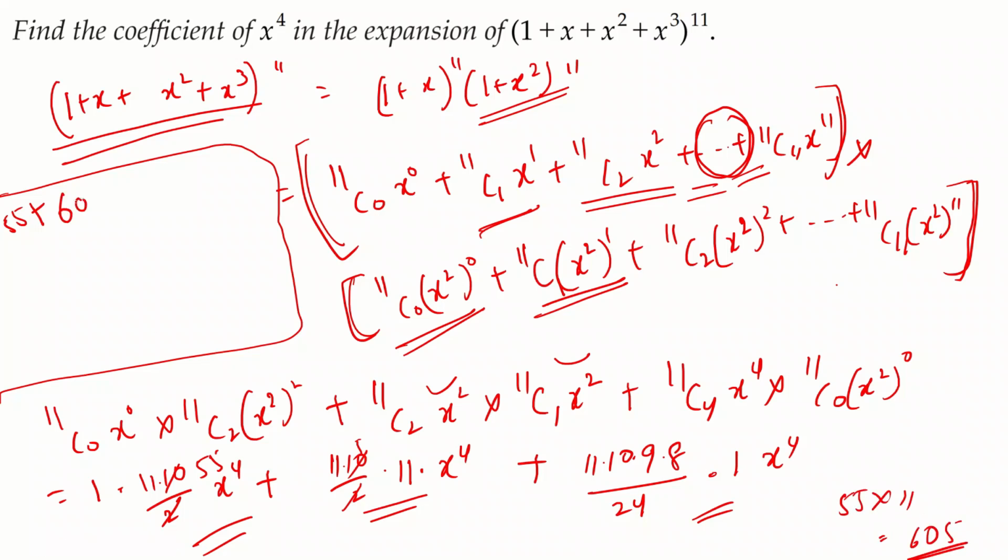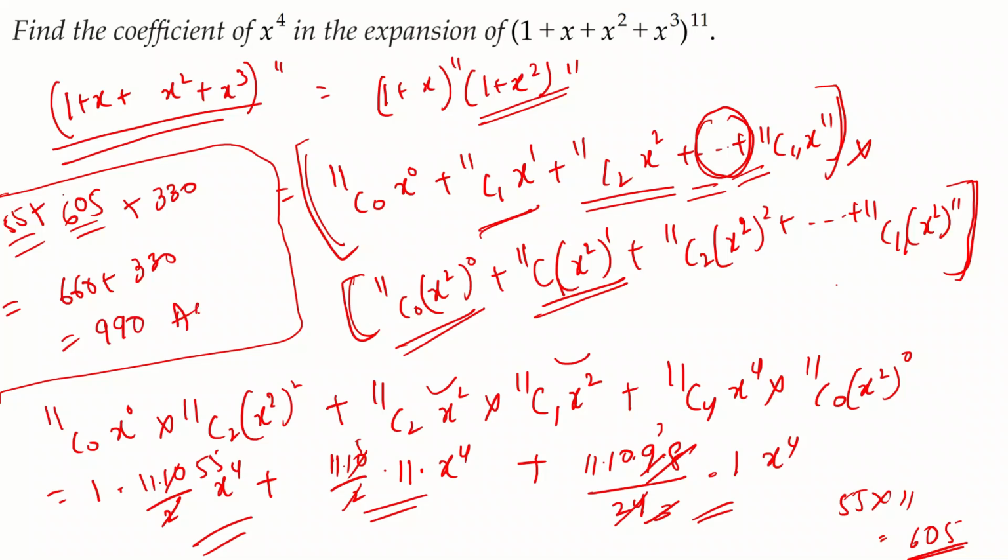So it is 605 x to the power of 4, I don't write. Then what is this? 8 3s are 24, 3 3s are 9, so it is 330. So these are my coefficients, the sum of all these coefficients, which is 55 plus 605 is 660 plus 330, which is 990. This is my answer.